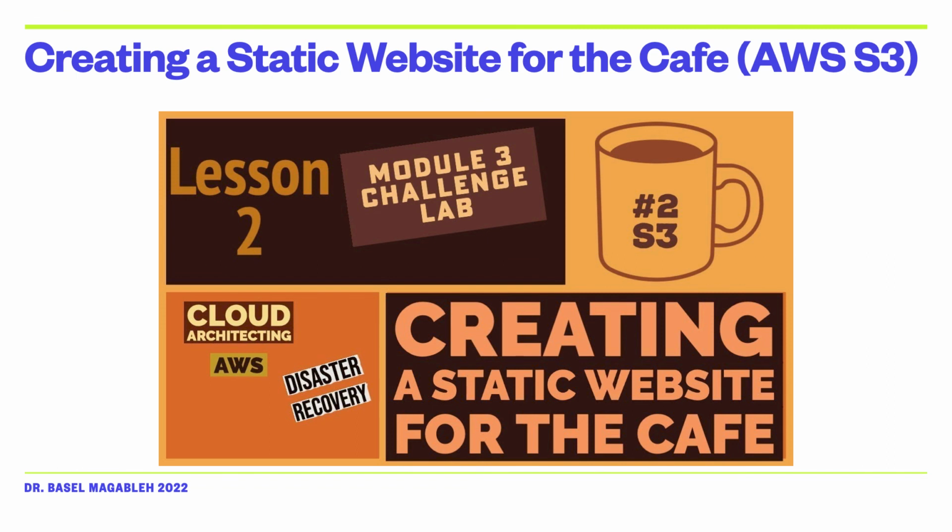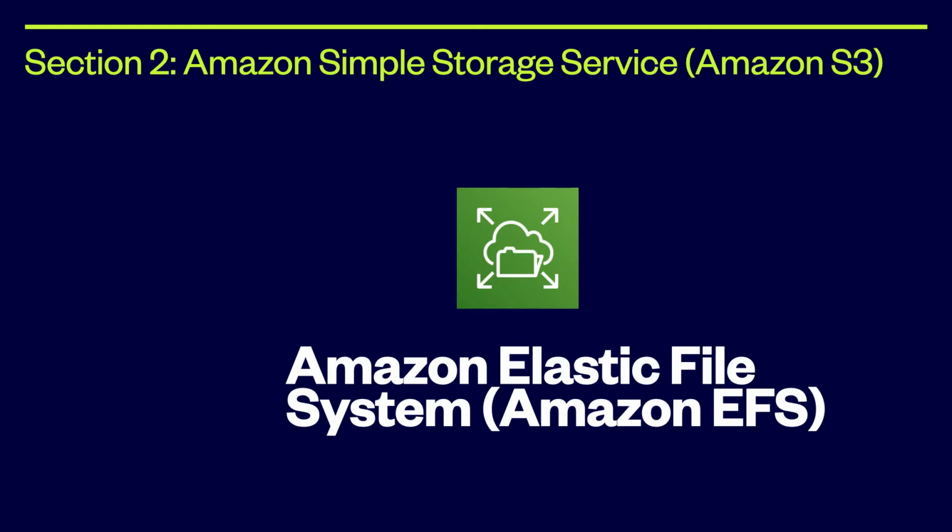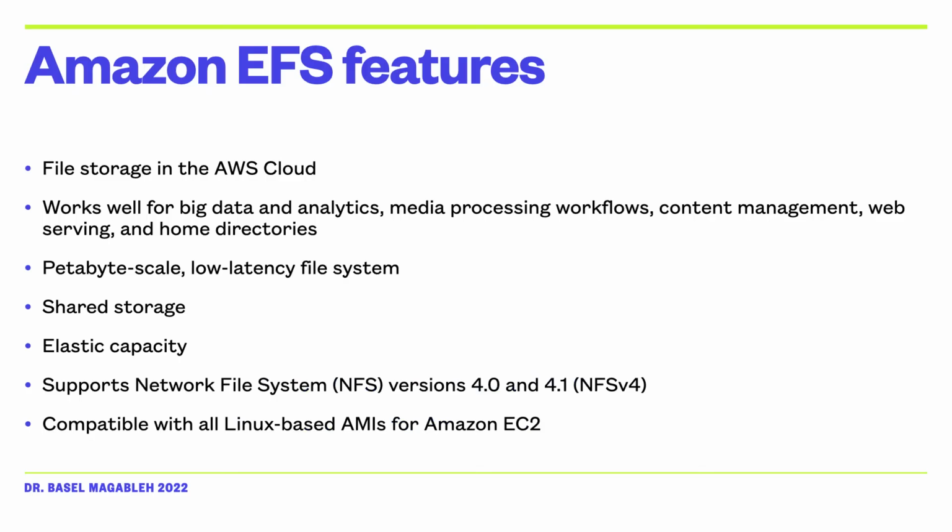Next, we are going to look at Amazon Elastic File System. Amazon Elastic File System provides simple, scalable, elastic file storage for use with AWS services and on-premises resources. It offers a simple interface that enables you to create and configure file systems quickly. It is built to dynamically scale on demand without disturbing the applications. It will grow and shrink automatically as you add or remove files, so your applications have the storage they need when they need it.